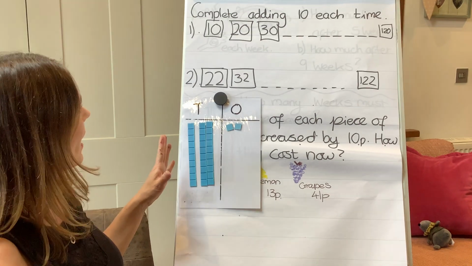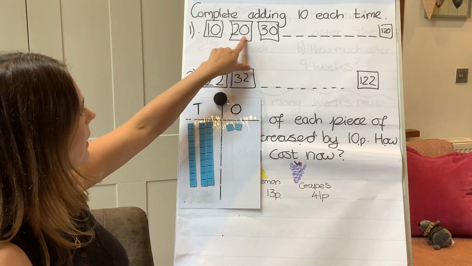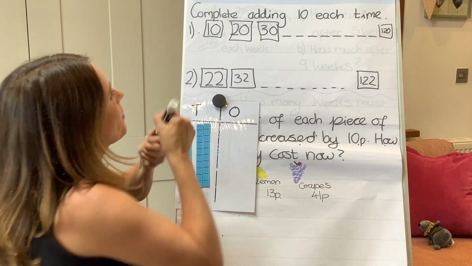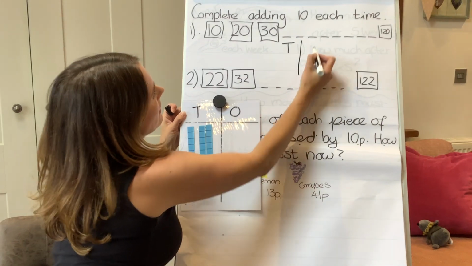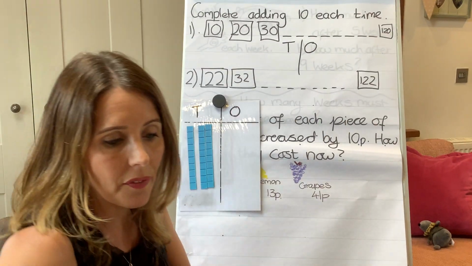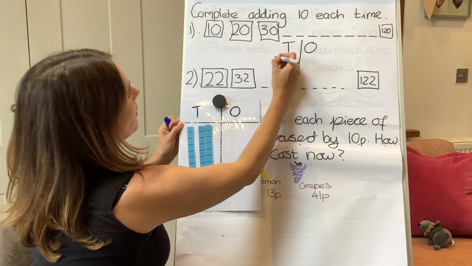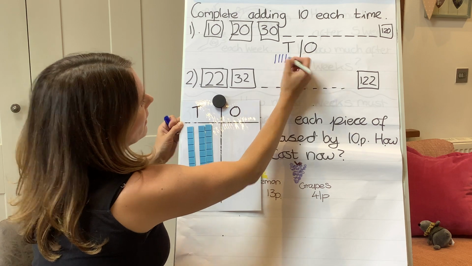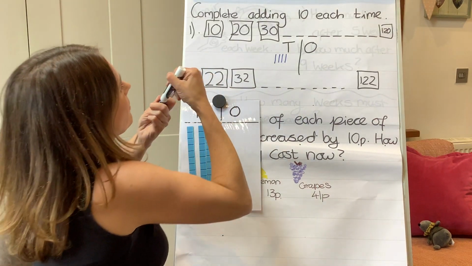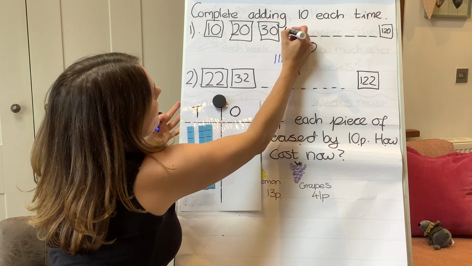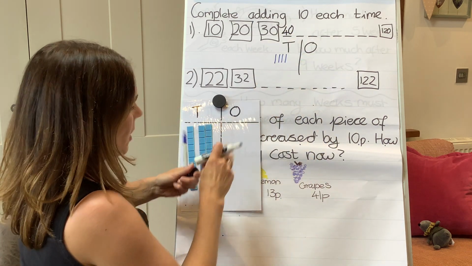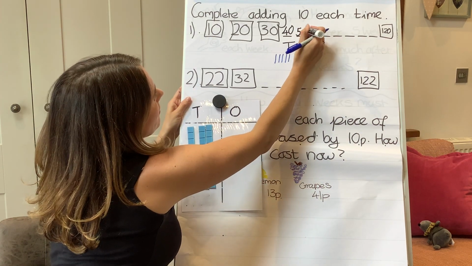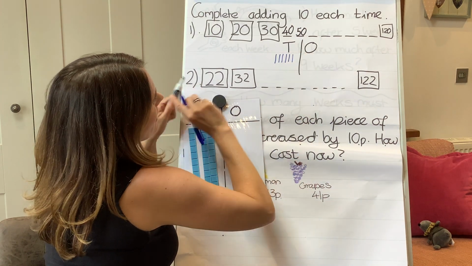Okay, so hopefully you've had a go at these. So if we get 10, 20, 30, and we add on some more. So if we go here, we've got our 10s and our 1s. We've got nothing in the 1s column for this one. So we've got 10, 20, 30, add on another 10 is going to be 40. Because we've got 0 still in our 1s column. Add on another 10 is going to be 50. Add on another 10, 60.